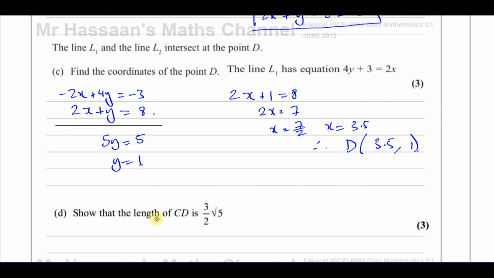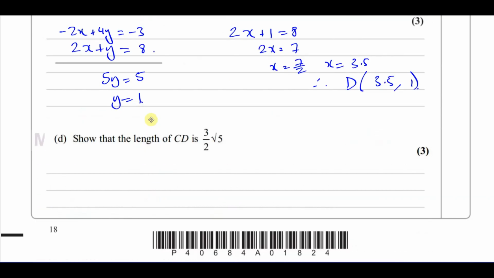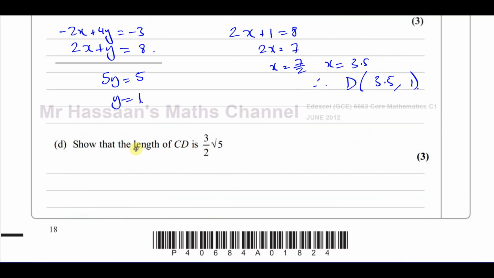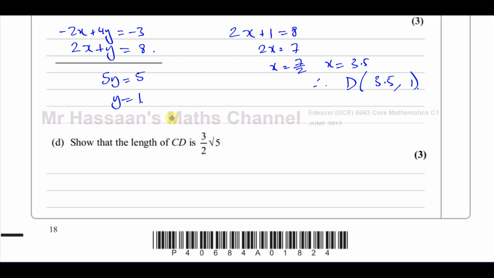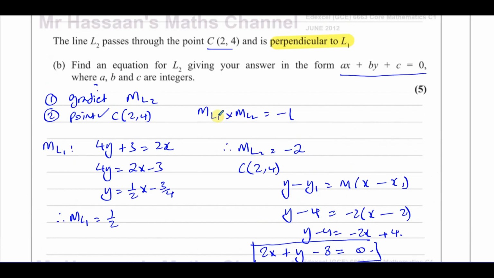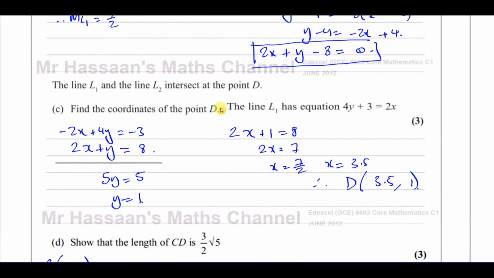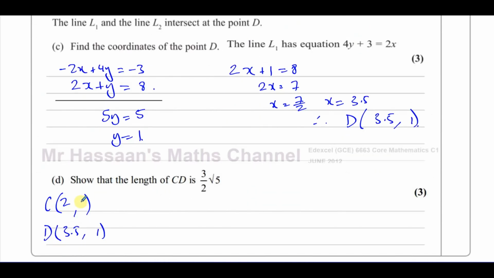And now we're going to answer part D. It says show that the length of CD is 3 over 2 root 5. Okay, so I think I've got enough space to do it here because it's to do with the length formula. I know the coordinates of C. I know the coordinates of D, 3.5 and 1. And C, were we given those coordinates or did we have to find them? C is 2, 4. They've told us what C is. So C is the point 2, 4.